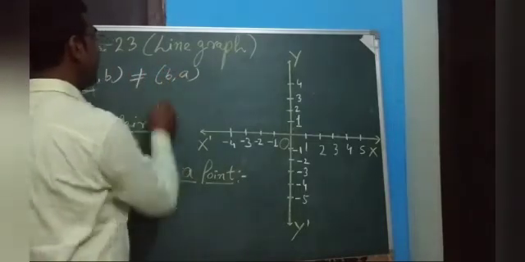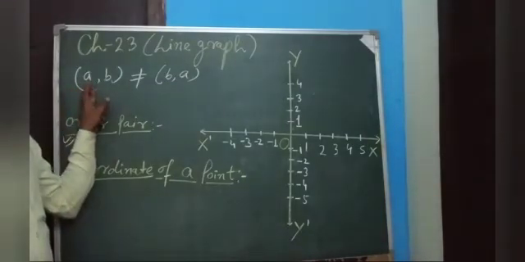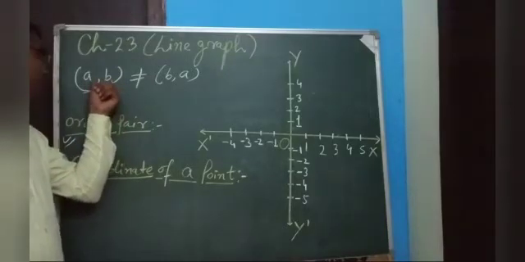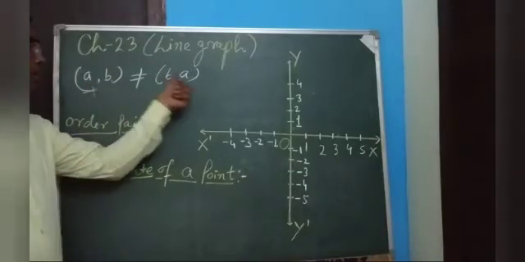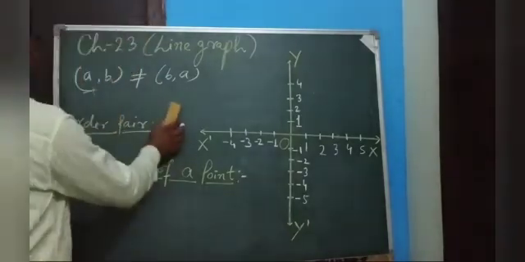So here A can't be written as BA. Why? Because A has a specific position. It has a specific position, this is first position, so it can't be second position. Understand? Now come to the next point.